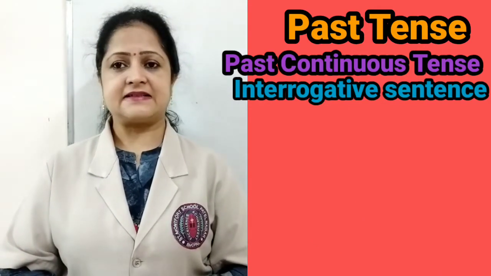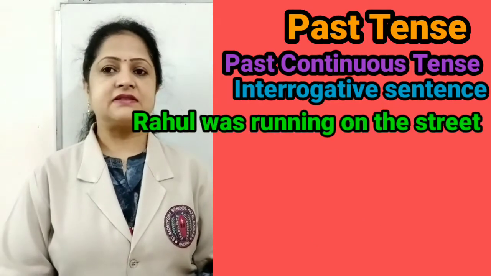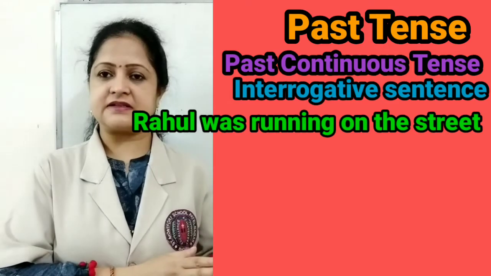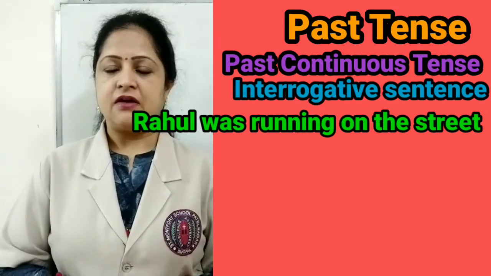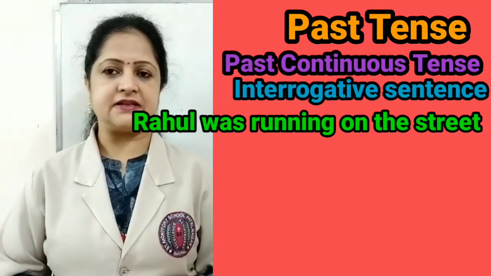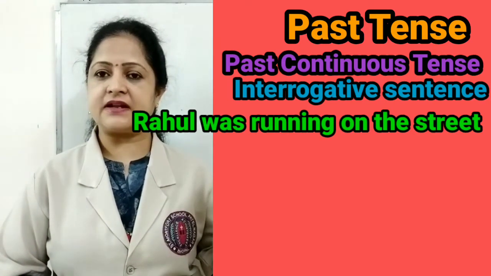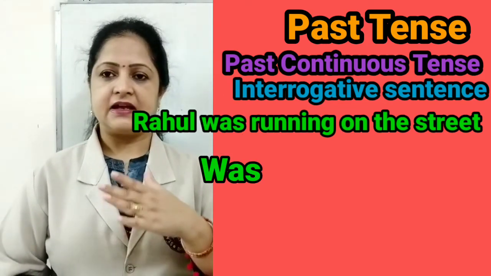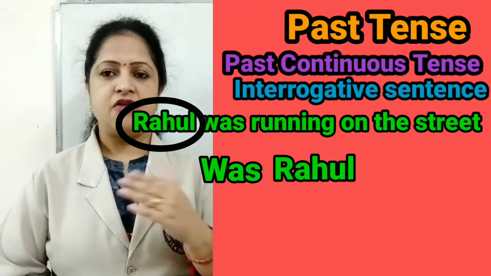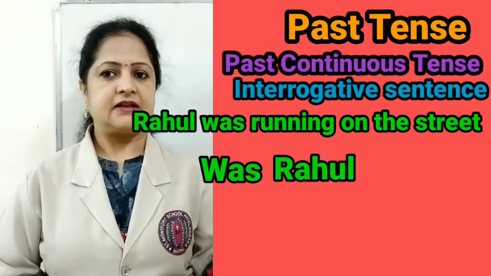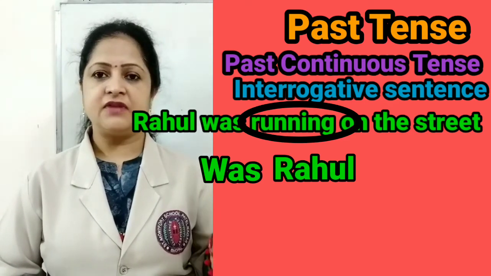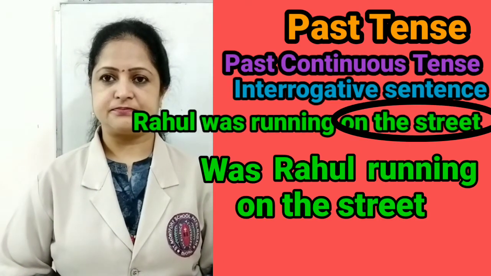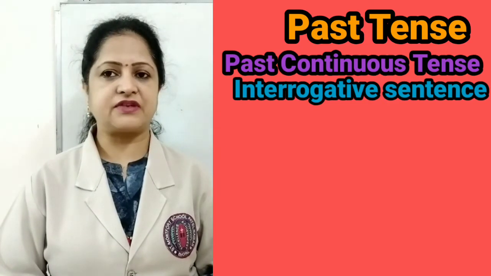So let's take the same example here. Rahul was running on the street. It is an assertive sentence. We have to change it into an interrogative sentence. As I told you, first of all we write the auxiliary verb, so the auxiliary verb is was. After that the subject, Rahul. Was Rahul. Then the ing form of the main verb, running. Was Rahul running on the street? Question mark. Don't forget to put the question mark.